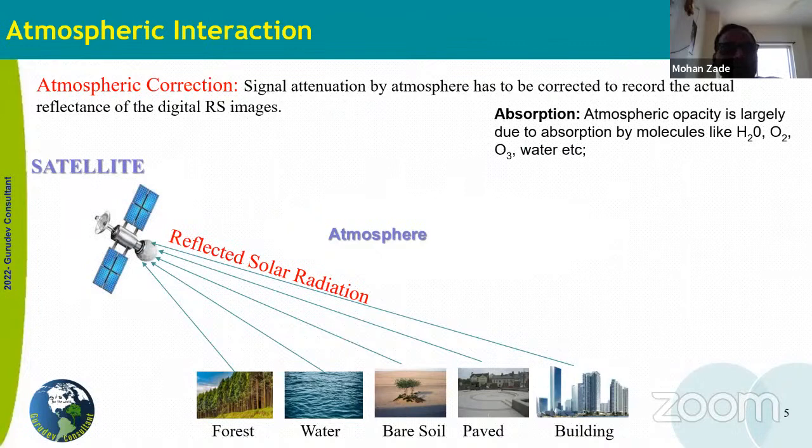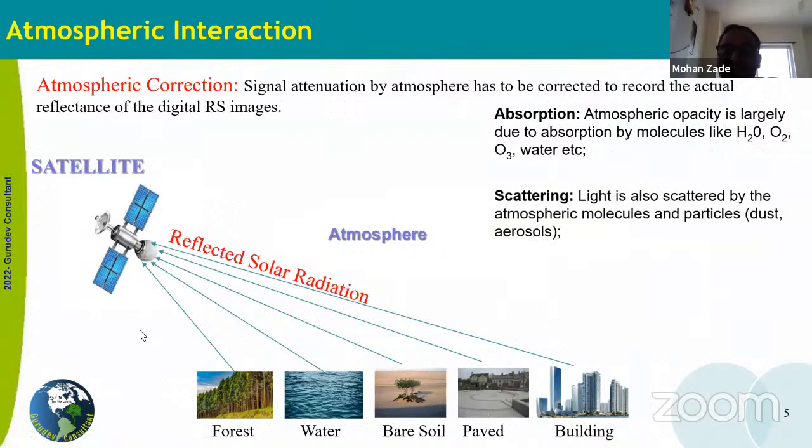It gets absorbed. The reflected radiation gets absorbed by the water molecules, ozone molecules, or oxygen molecules. And second is scattering. The scattered light is also absorbed because of the various atmospheric molecules and particles.